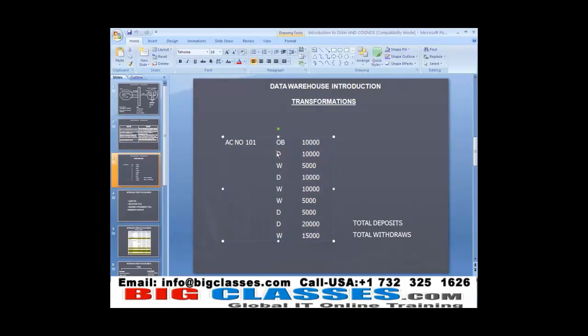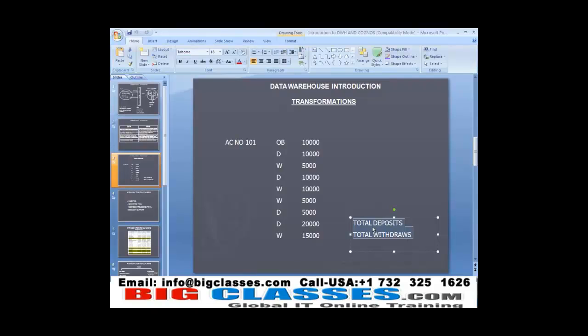Okay, these are individual records, but the data warehouse, we already discussed, is for analysis. As a bank manager, for my analysis, all these details are not required. What is required is total deposits and total withdrawals only. These are enough for my analysis. This is my bank policy. This is my company policy.